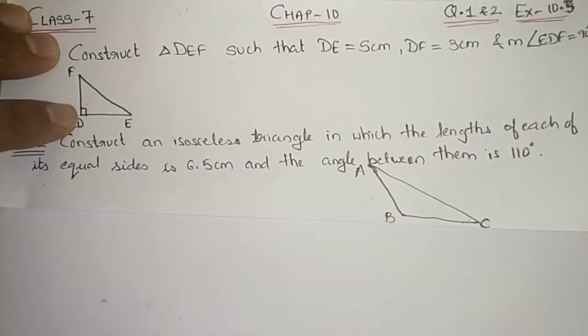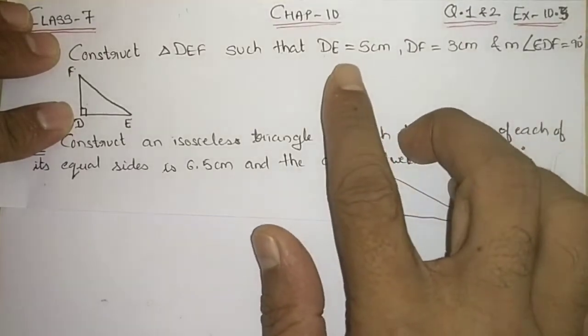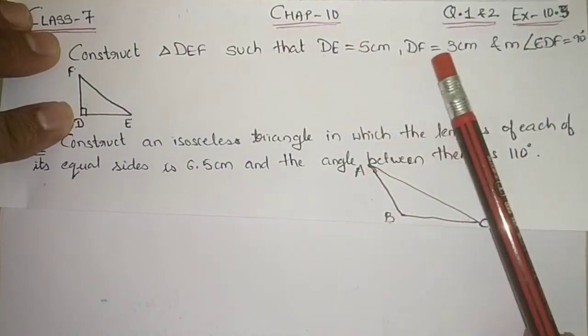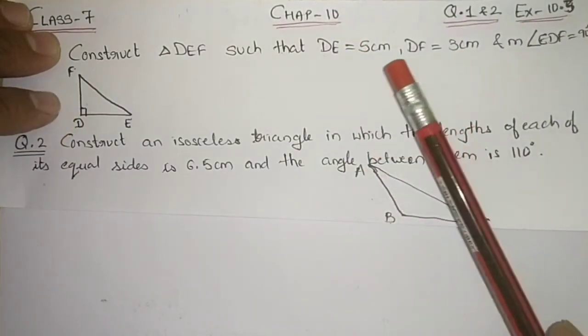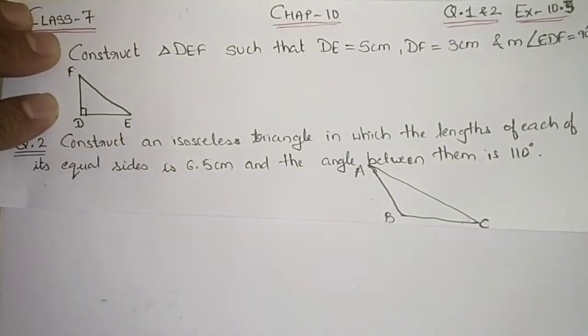Right? D will be the angle. So what we will do? We will take either DE is equal to 5 centimeter or DF is equal to 3 centimeter. Whatever you want, you can take and draw one line of 5 centimeter. So let us start.